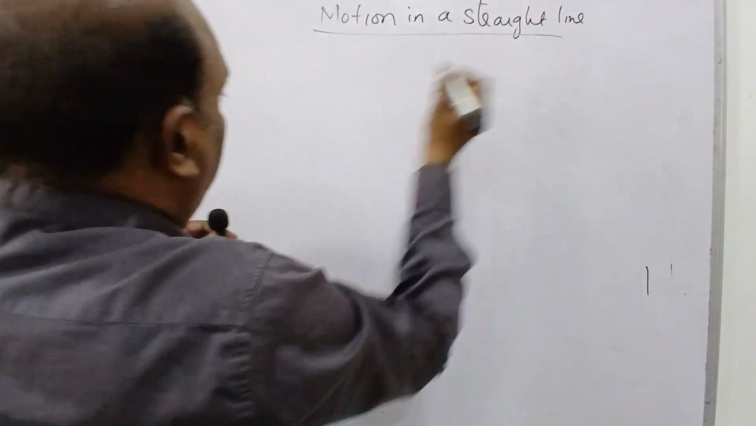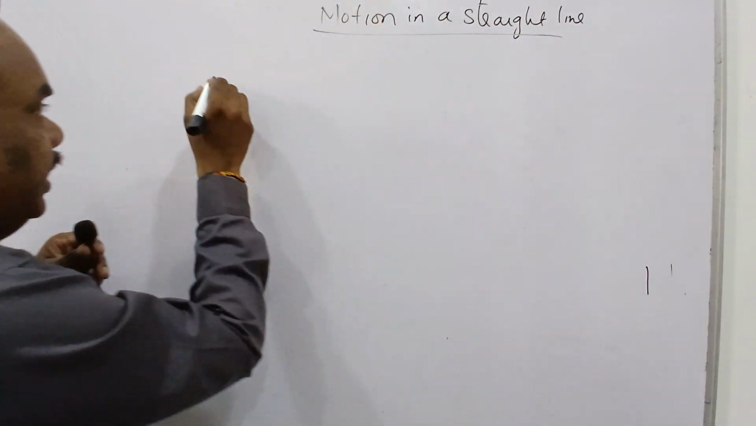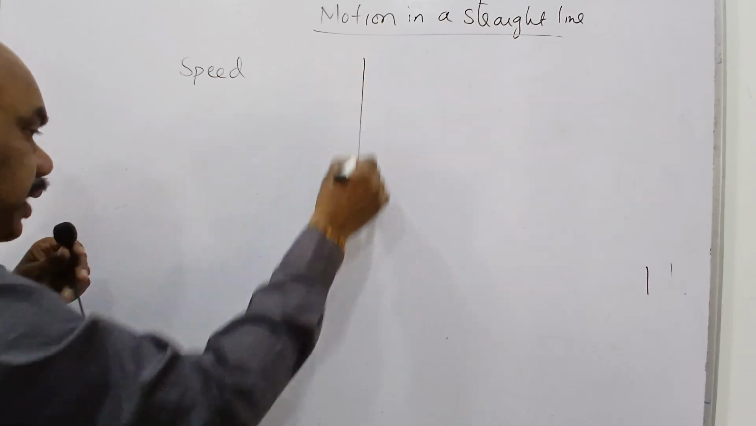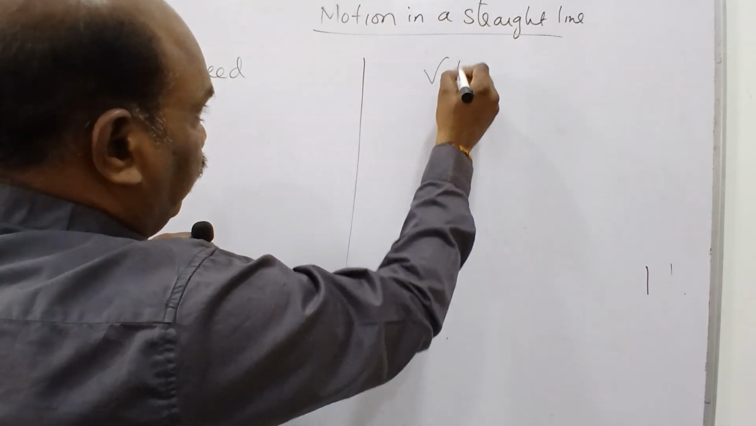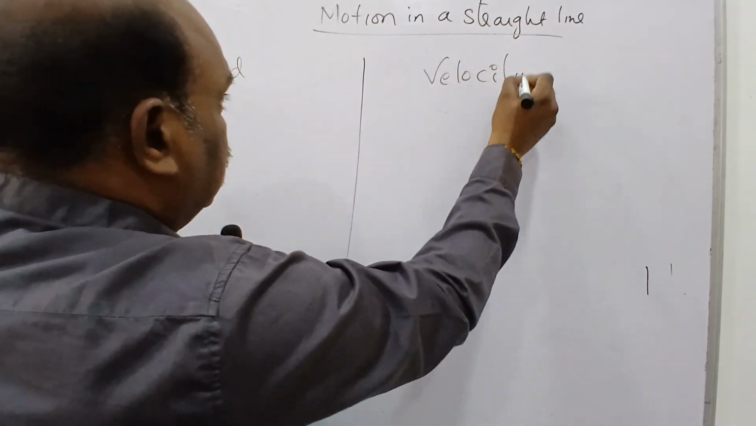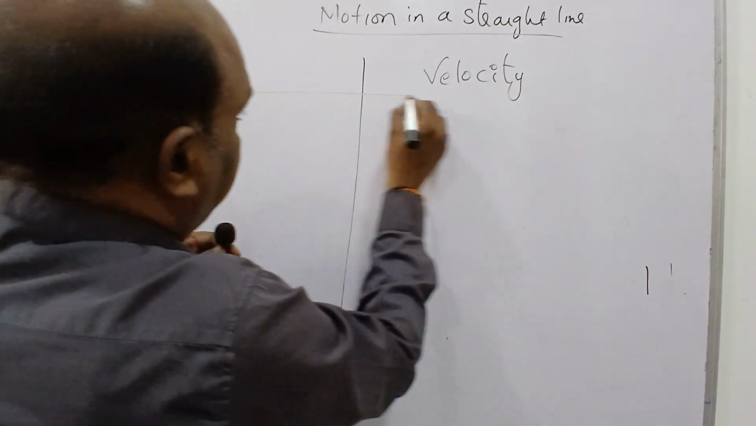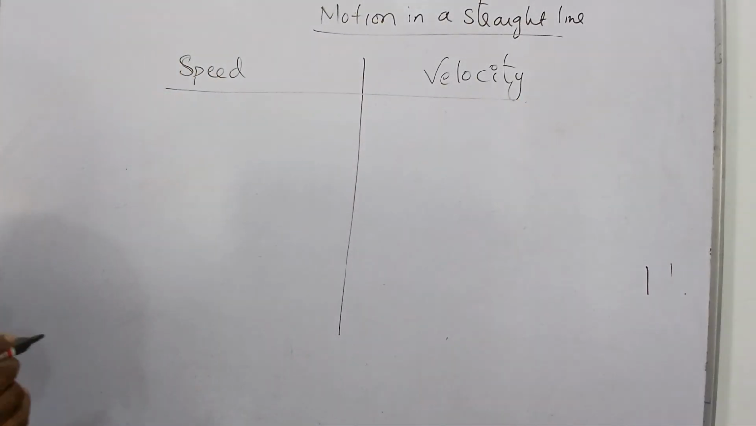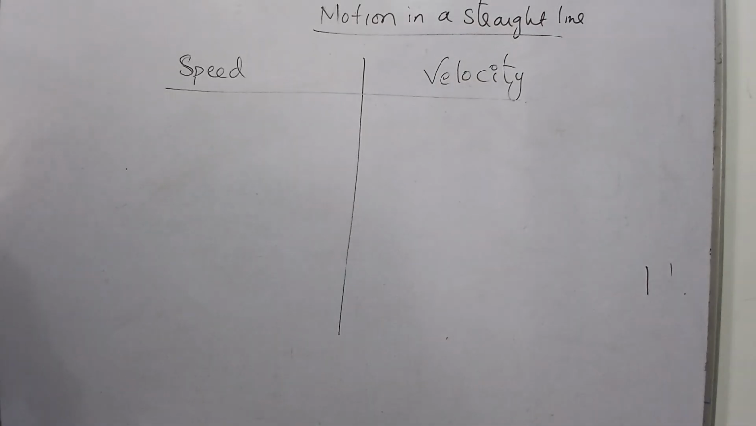Listen beta, it is a part of kinematics. What is meant by speed? What is meant by velocity? Speed and velocity. In lecture 1 I discussed distance versus displacement. In this session we are going to see speed and velocity.